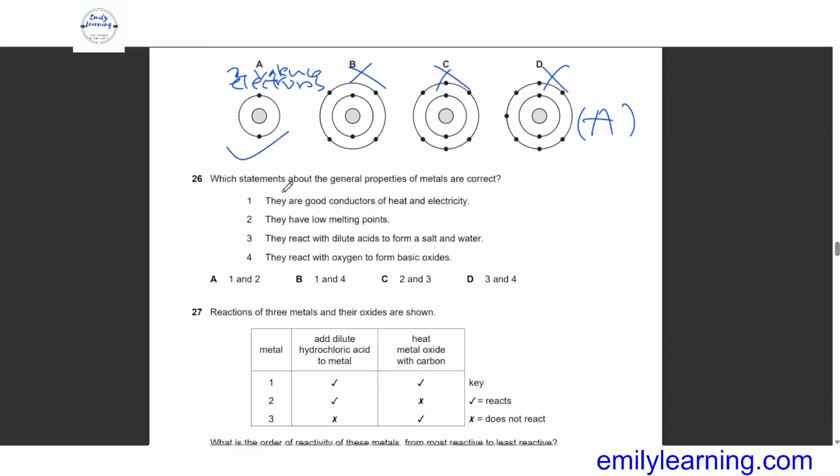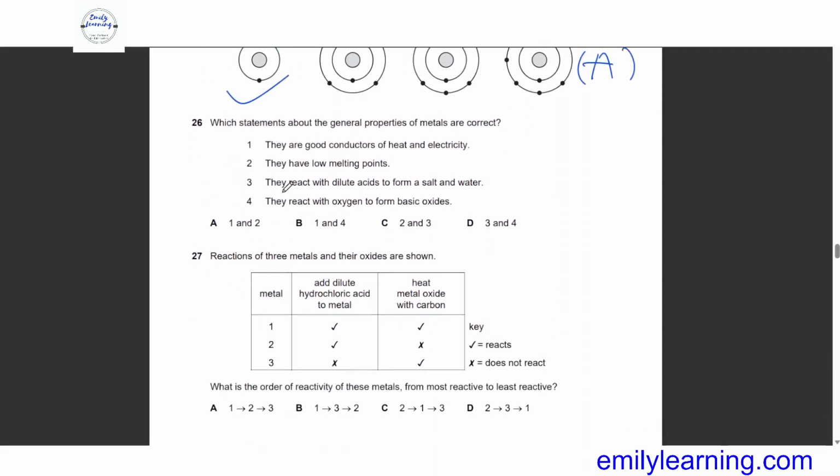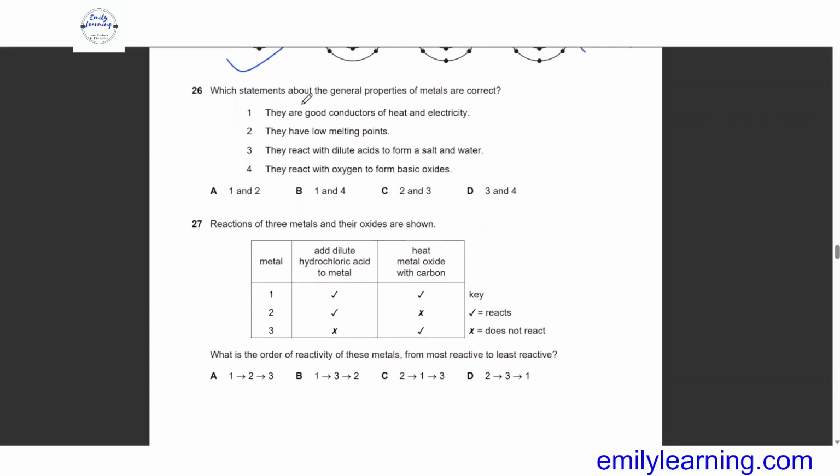Moving on to question 26. Which statement about the general properties of metals is correct? This question is testing you on the properties of metals. Metals are good conductors of heat and electricity. True, because the sea of electrons can move about to conduct heat and electricity.